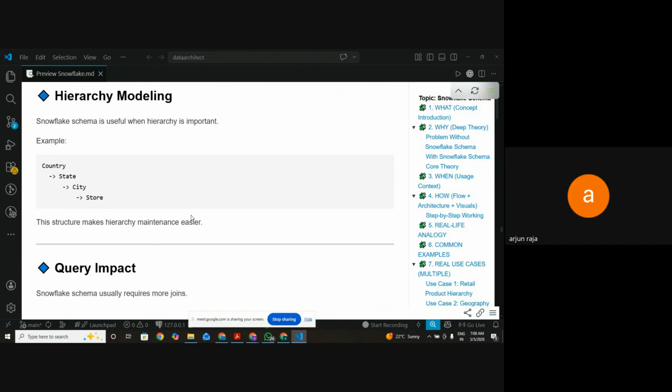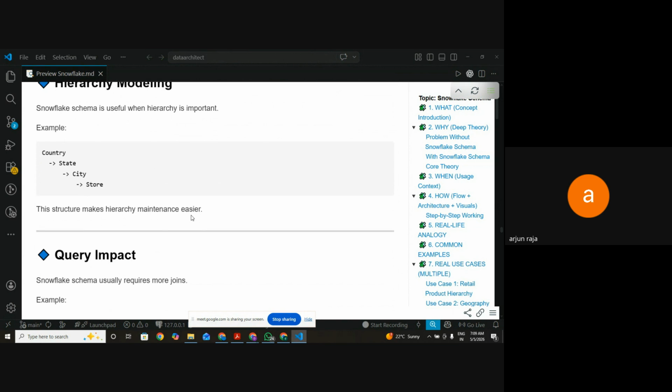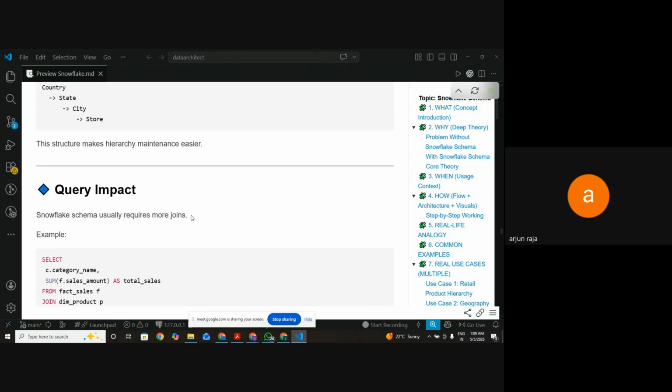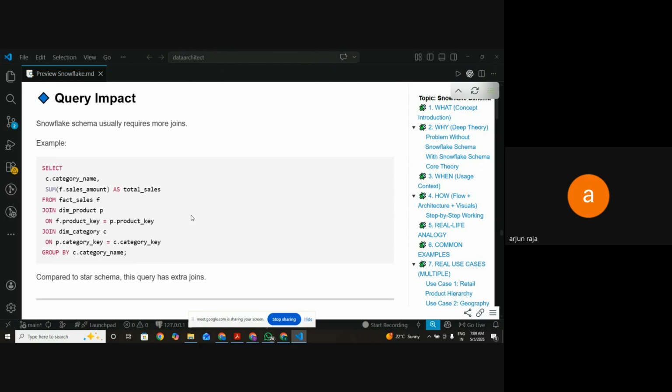Snowflake schema is useful when hierarchy is important. Yes, definitely agree. This structure makes hierarchy maintenance easier. Query impact: Snowflake schema usually requires more joins. Yes, we have seen that.